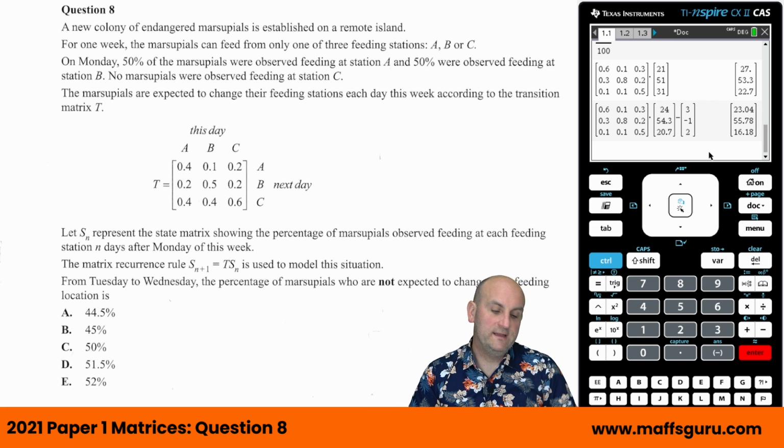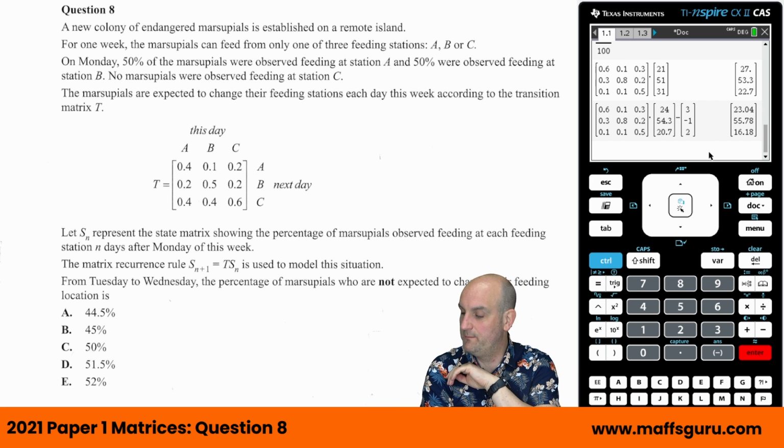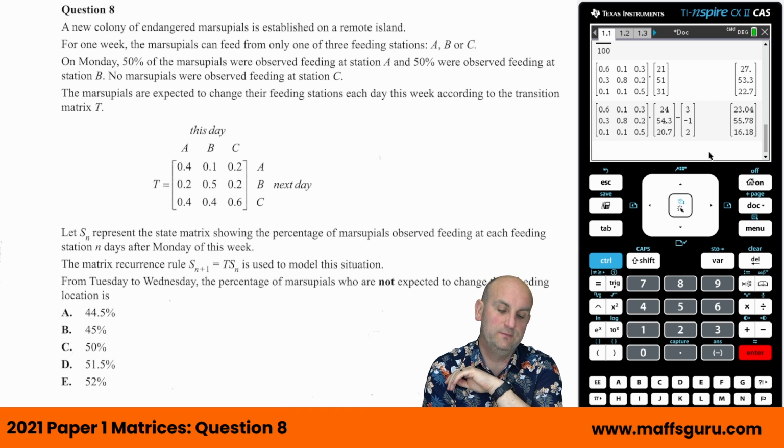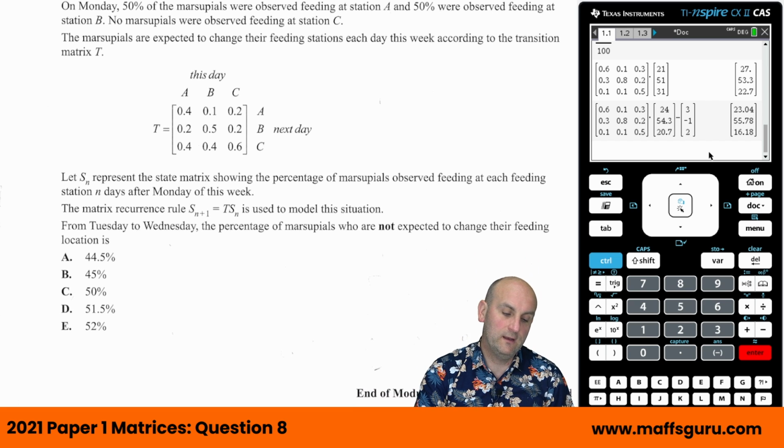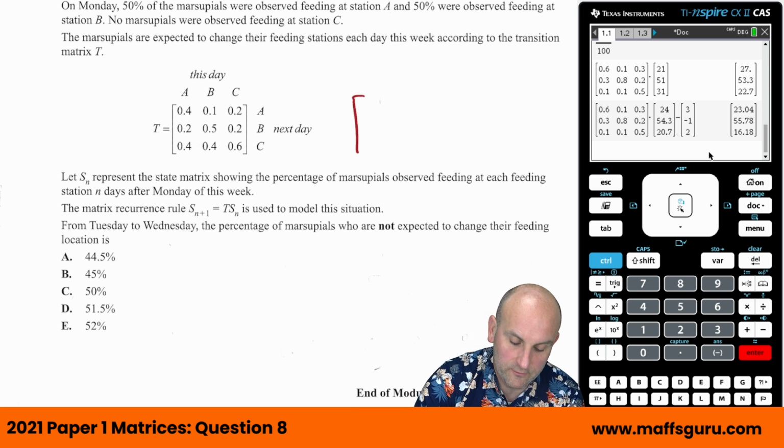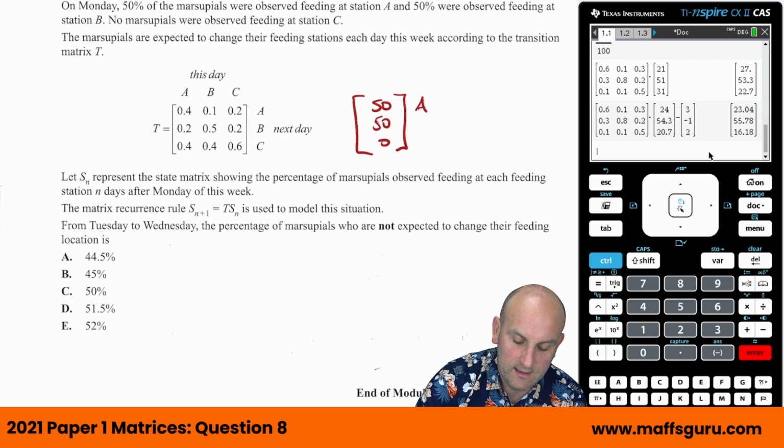A new colony of endangered marsupials is established on a remote island. For 1 week, the marsupials can feed from only one of the 3 feeding stations at A, B, C. On Monday, 50% of the marsupials were observed feeding at A, 50% at B. So what I now know is I've got 50%, 50%, and 0 at A, B, and C.